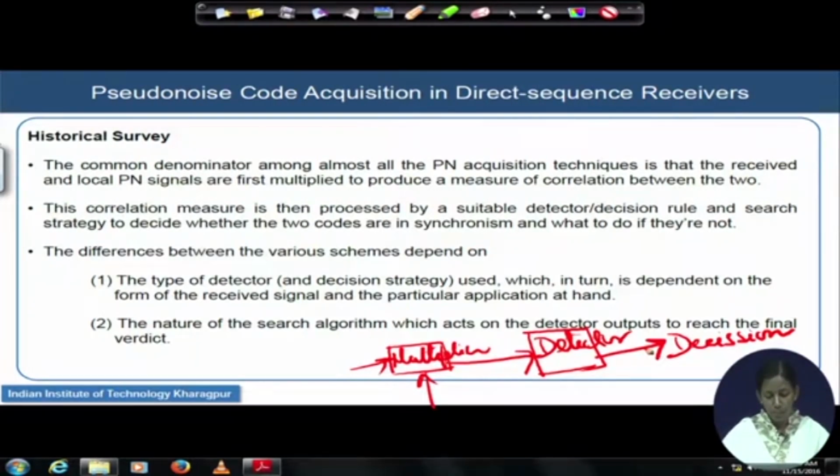The difference between the schemes in the acquisition model comes from the design of the detector, the change of detector architecture. The way you choose the detector devises a different kind of PN acquisition model. Also the search mechanism, based on which the decision is made, plays a very important role in varying one code acquisition mechanism from the next.